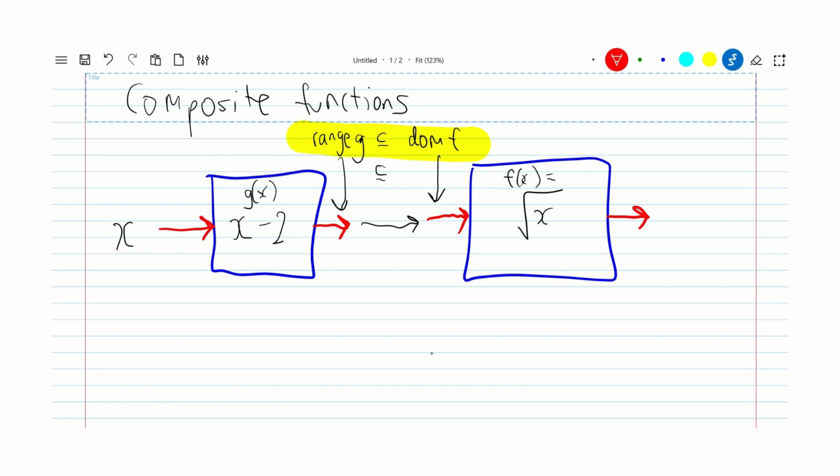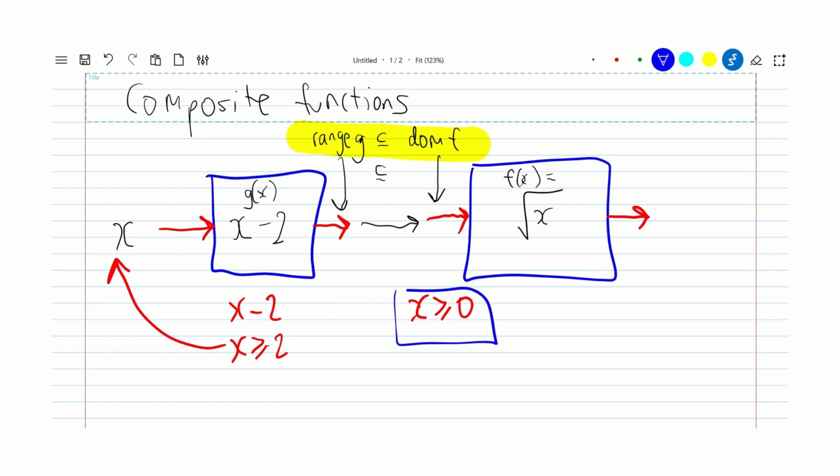So we think about this and we go, well, we really want the numbers going in to be greater or equal to 0. We can't let anything less than 0 go into this machine. Therefore, we need what comes out of x minus 2 to be greater or equal to 0. If we say that x must be greater or equal to 2 for what we put into the first machine, then it takes away 2, and we will end up with values going into the machine here that will be greater or equal to 0.